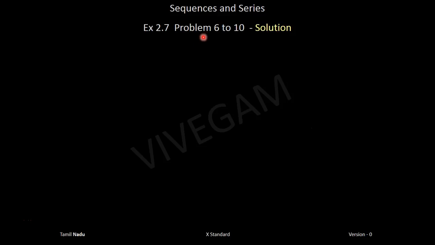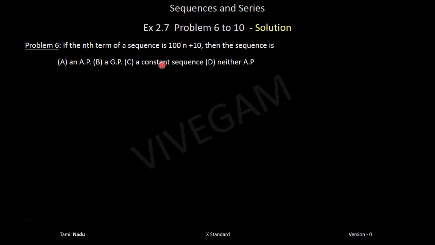Exercise 2.7, problem 6 to 10. Solution. If the nth term of a sequence is 100n plus 10, then the sequence is an AP, a GP, a constant sequence, neither. So let's not worry too much about it.